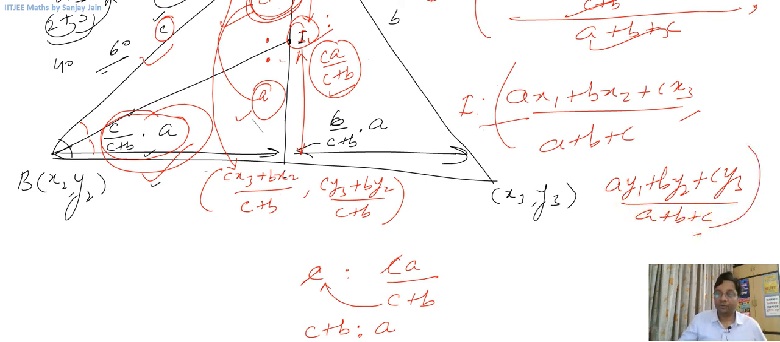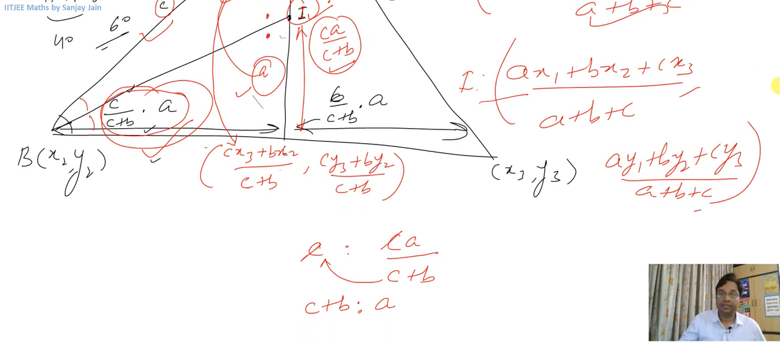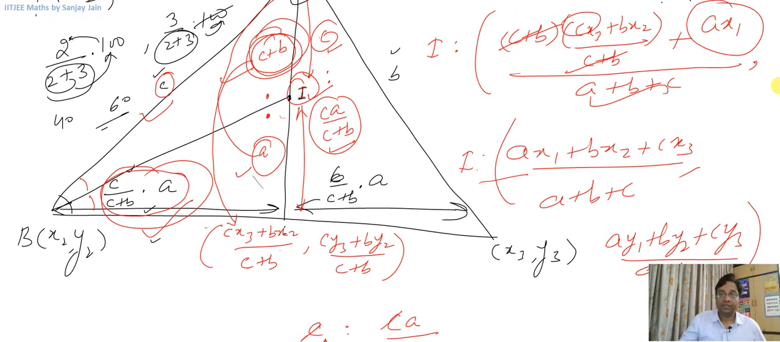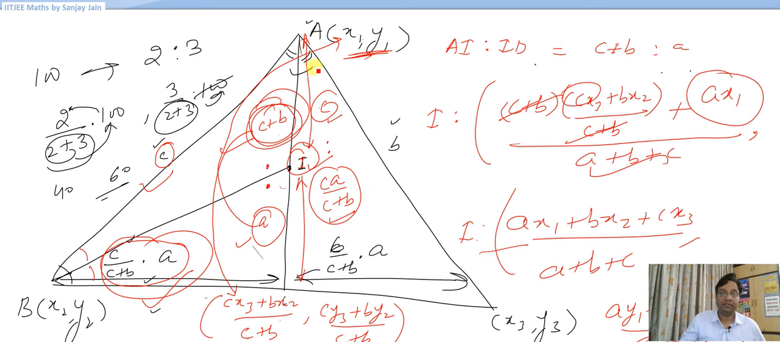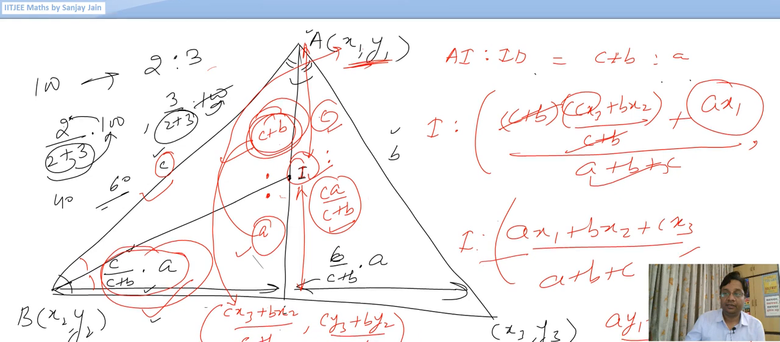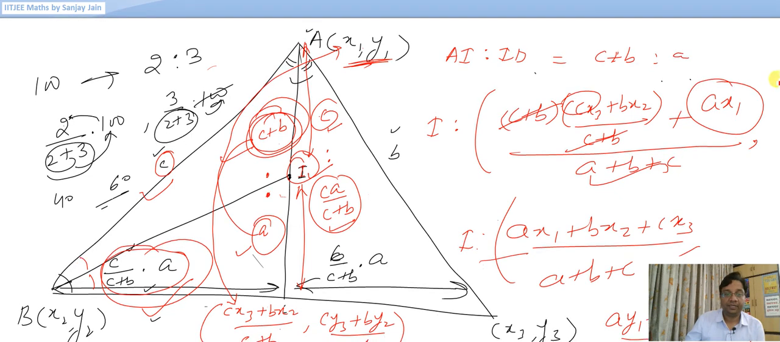I hope you have got the idea of how to find the coordinates of the incenter when the coordinates of the vertices of the triangle are given. This is pretty simple. This involves only two things: one, the internal angular bisector theorem, and the second, the section formula. So this was a very good application of the section formula also.